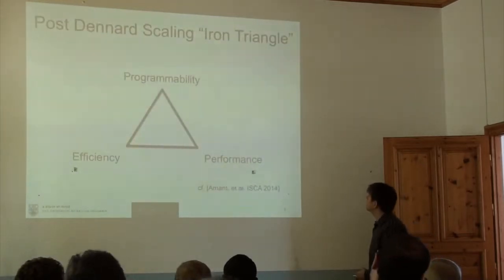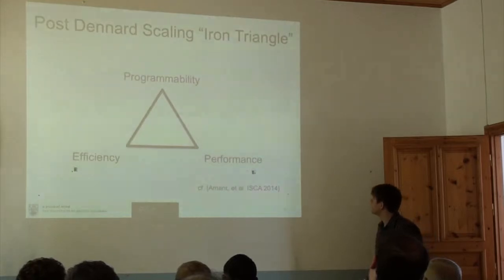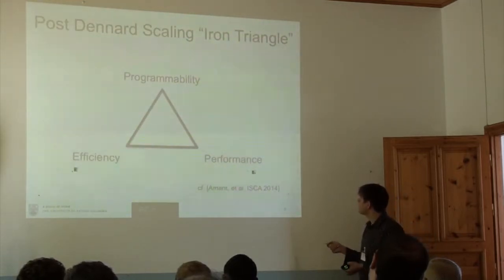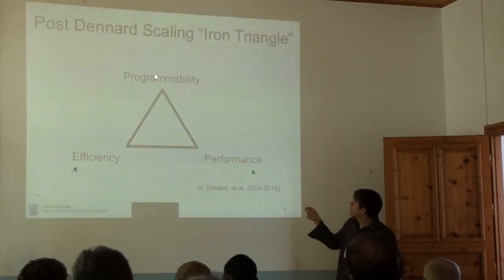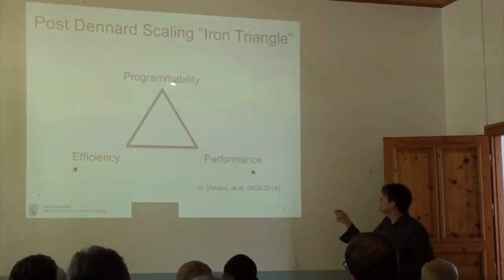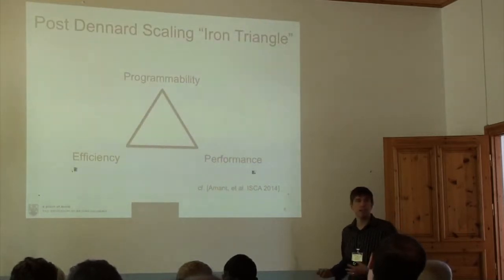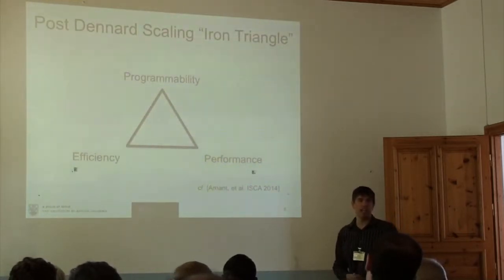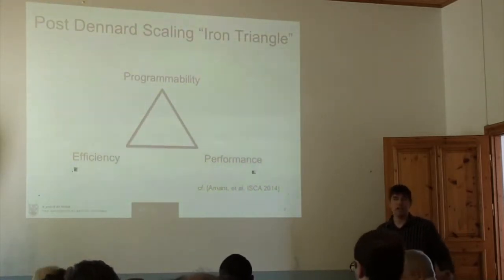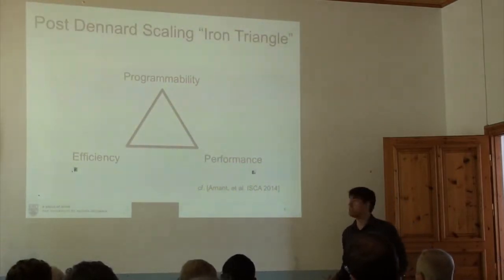One way to look at this is what you could call a post-Dennard scaling iron triangle. Some people have looked at this as efficiency, performance, and generality. Another term for the thing up here might be flexibility. I like to think of it in terms of programmability, which is basically what a programmer can do with the device, and how easy it is for the programmer to take this device and configure it to do what they would like to do, in terms of how much developer time it takes.